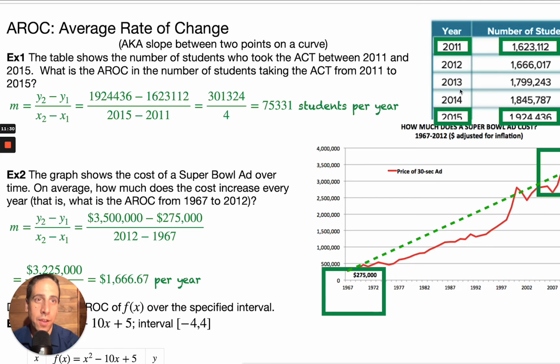You take the first value, you take the last value for the input and the output. For the x value, you just need x1, which is here, and x2, which is here, y1, which is here, and y2, which is here. And then you apply the slope formula. So y2 minus y1 over x2 minus x1. You crank it out, and boom. On average, between those 5 years, there were 75,331 students per year, and that is an average rate of change. You can see that numerically right here on the table.